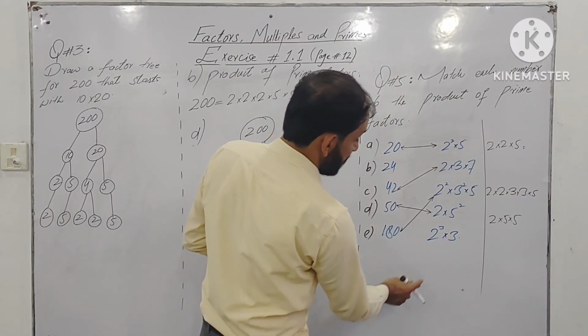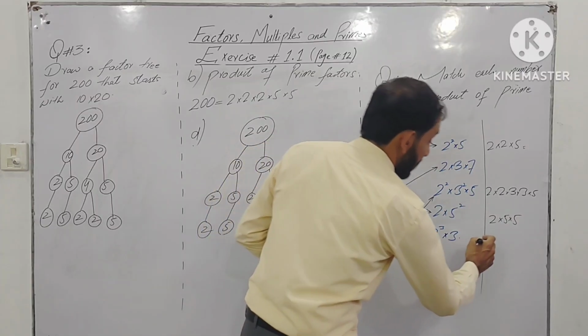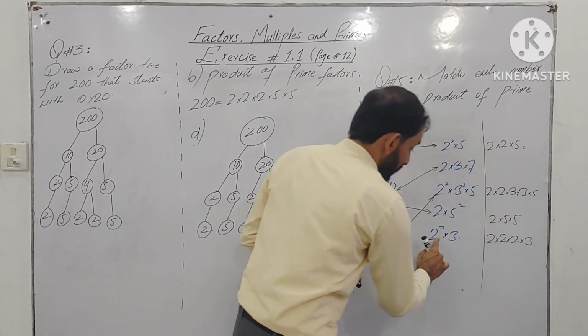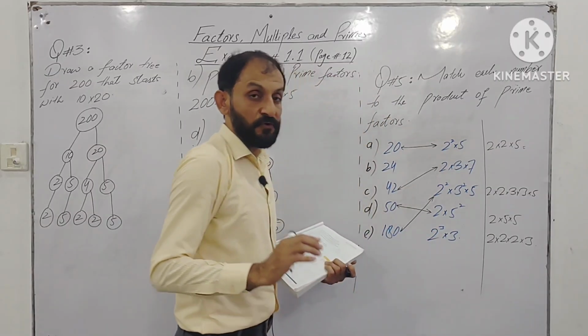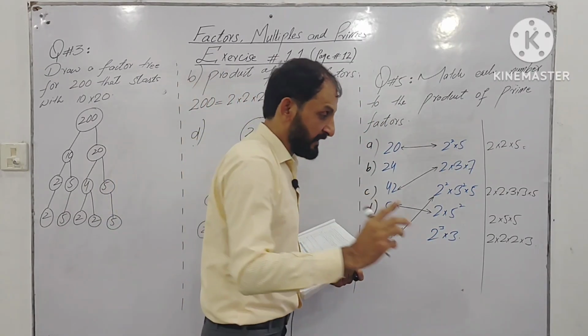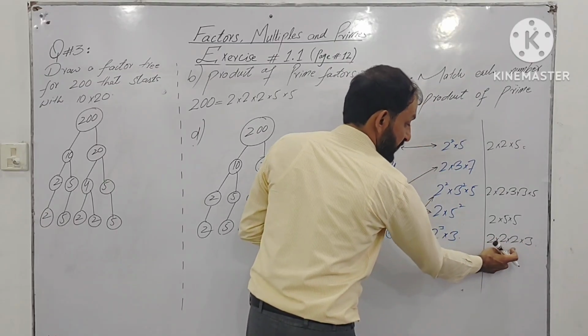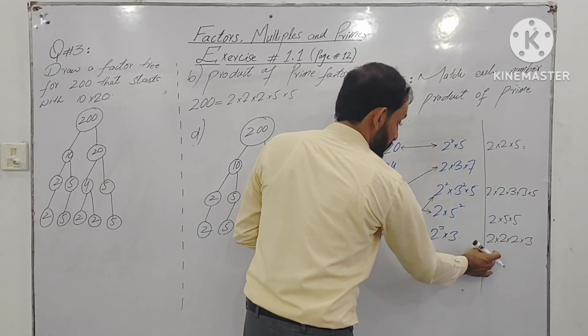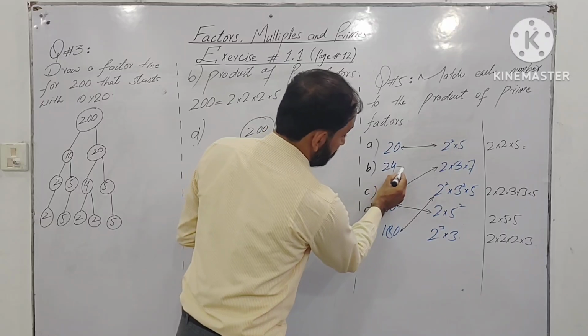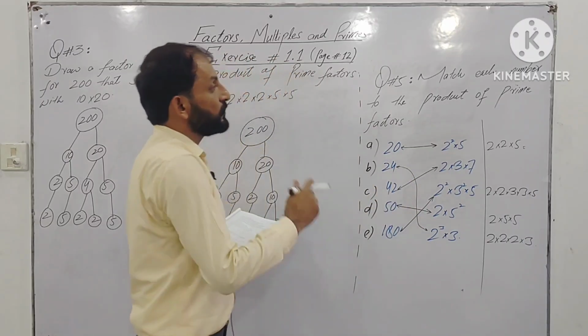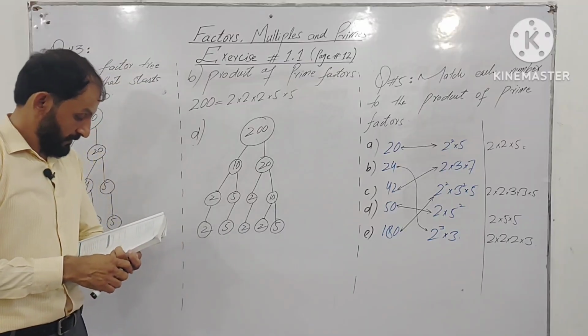And the last one is 2 2 2 multiplied by 3. 2 power 3 means we have to write down 2 three times, 1 2 3, and multiply by 3. 3 2s are 6, 6 2s are 12, 12 2s are 24. This is the solution of question number 5.